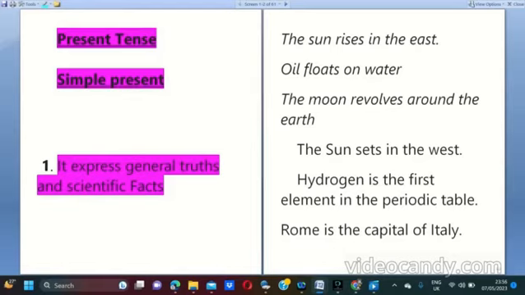First, we define tense. What is the tense? Tense is the time of action. Here, tense talks about when a particular action happened. This is what is being spoken by tense.